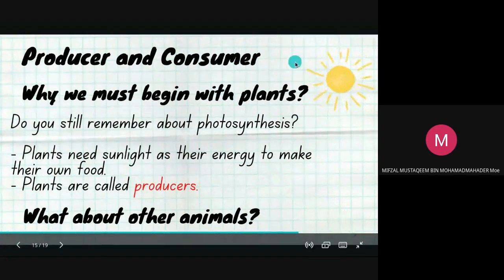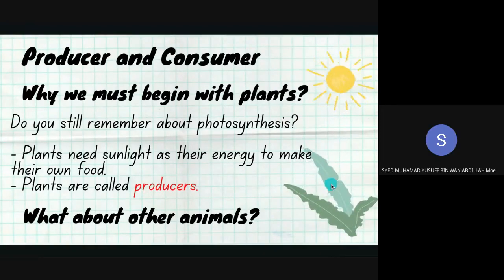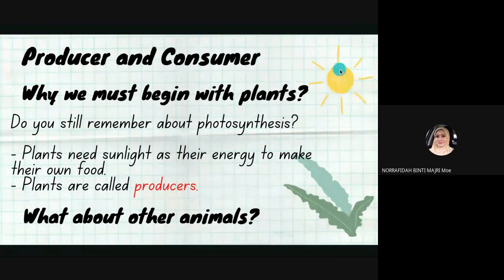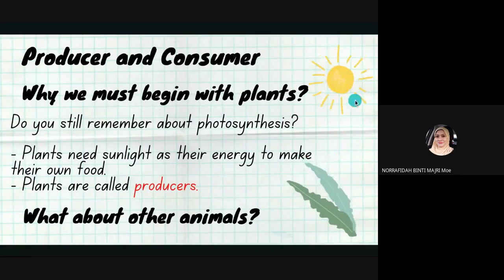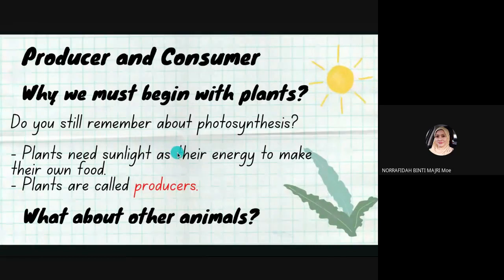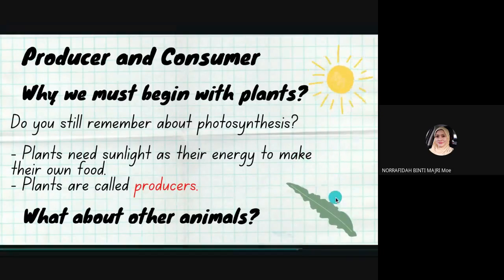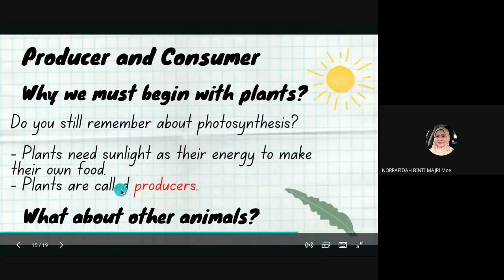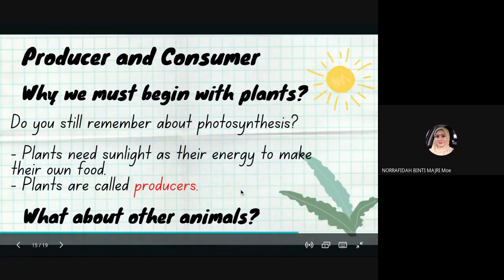Energy. Water, sunlight, yes, and air. Okay, plants need water, air, and sunlight. So the sun is very important to the plants. The plants need sunlight as their energy to make their own food. Why do they need sunlight? Because they want to make their own food, and sunlight gives them energy. That's why plants are called producers. Only plants are called producers.